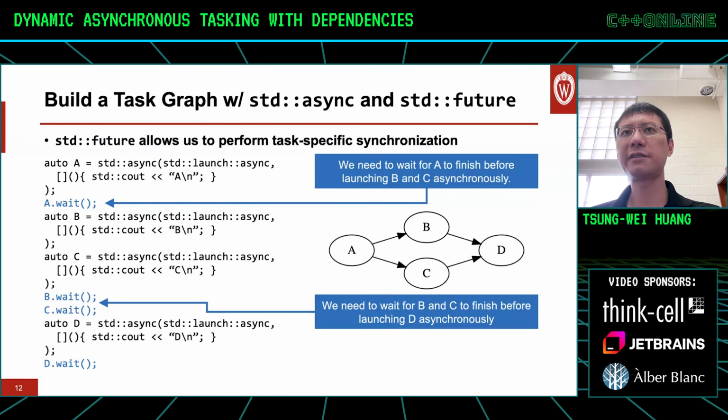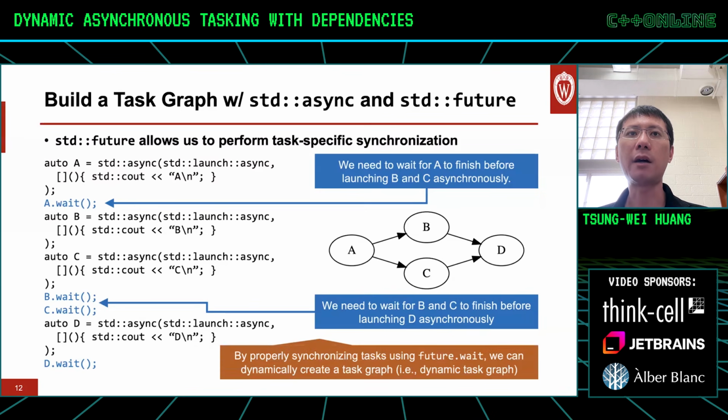To ensure correct execution, we need to wait for A to finish before launching B and C asynchronously. Similarly, before launching task D asynchronously, we need to wait for B and C to finish. As a result, by properly synchronizing tasks using future.wait, we can create a task graph dynamically.